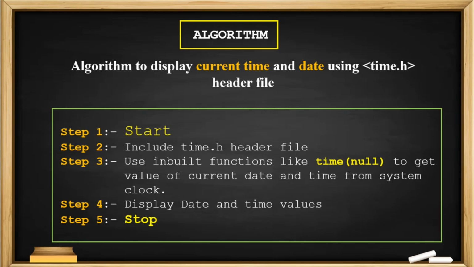In step 2, we will include library file time.h. In step 3, we shall use function time(NULL) to get current date and time values. In step 4, we shall display values of date and time. Step 5 is the last step, which is stop.